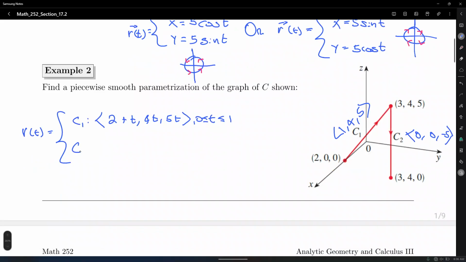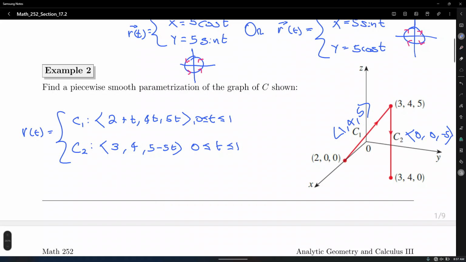So let's see, C2. Careful, the initial point is 3, 4, 5. So 3, 4, 5, plus 0 times t, well, there's nothing to multiply here, plus 0t. That's just 3. 0 times t, another 0 here, and 5 minus 5t. All right, that's how we parameterize this. That's from 0 to 1.